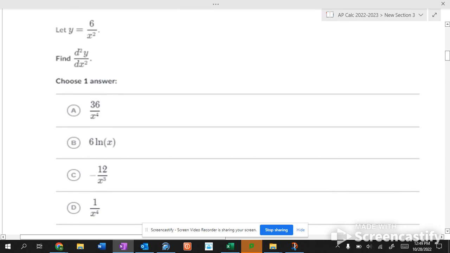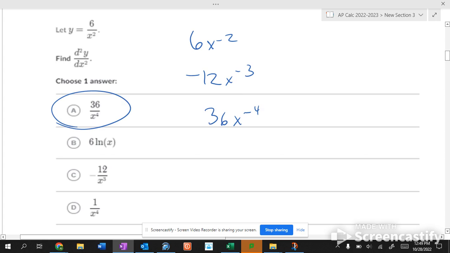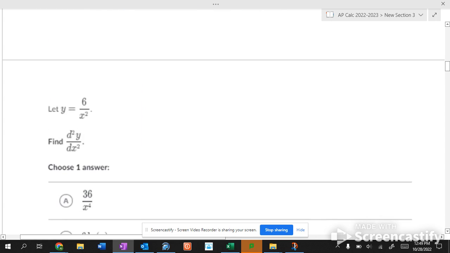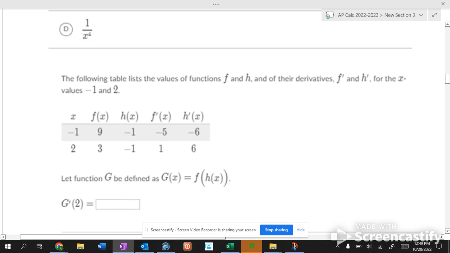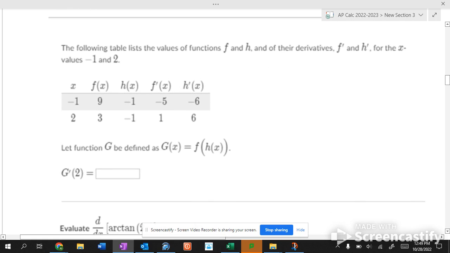Second derivative of that. Well, we start with 6x to the negative second. So the first derivative of that is negative 12x to the negative third. Second derivative is positive 36x to the, oh, I just have that on there twice for some reason. All right.